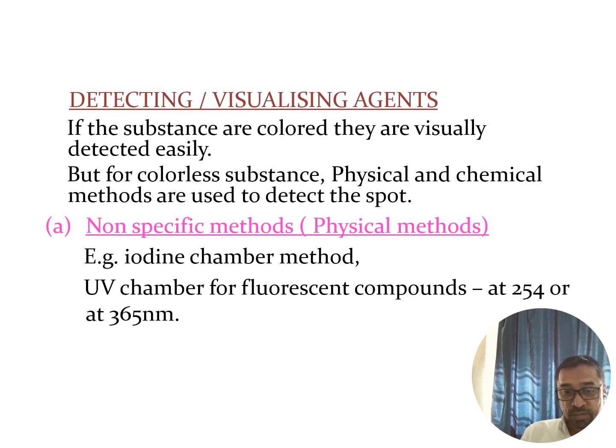The next step is detection. Once a chromatogram is developed, we need to identify the separated components. There are various methods. There's a physical method: you place the paper in an iodine chamber, or you can see the separated components in the UV chamber under light of 254 to 365 nanometer wavelength.